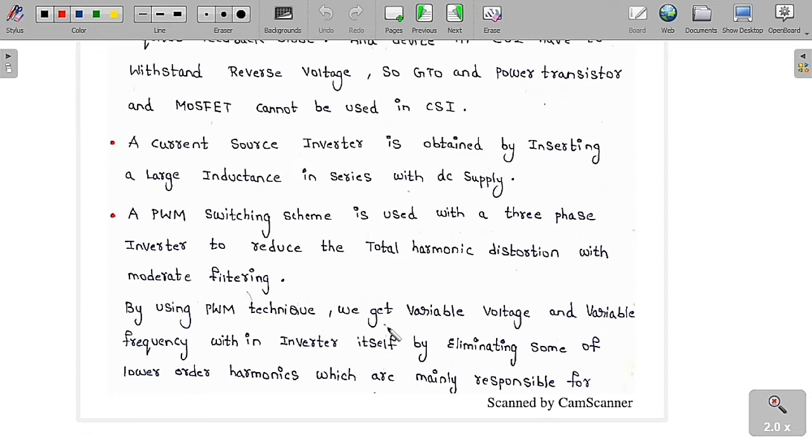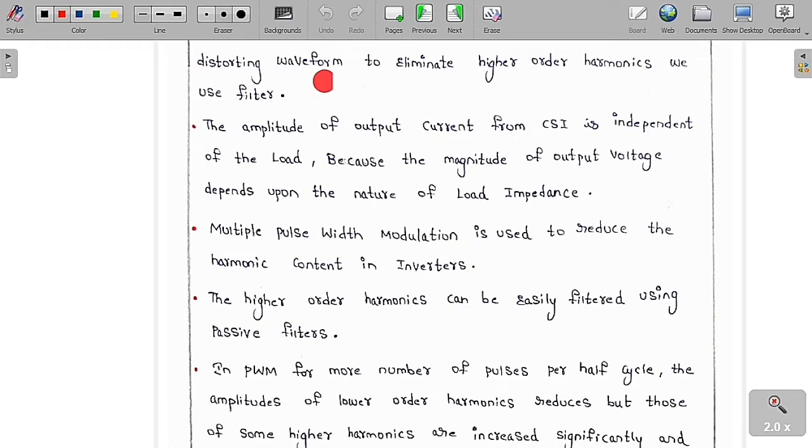Using the PWM technique, we get variable voltage and variable frequency within the inverter itself by eliminating some of the lower order harmonics, which are mainly responsible for distorting the waveform. To eliminate higher order harmonics, we use a filter. So by using the PWM technique, we get variable output.